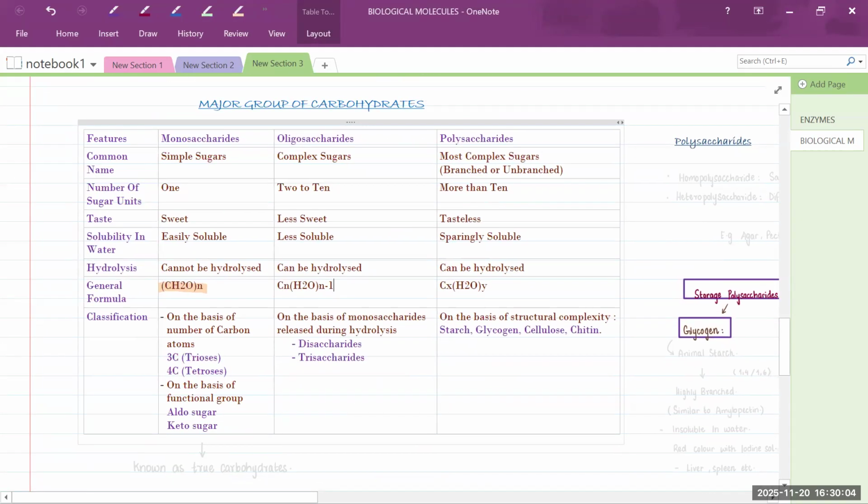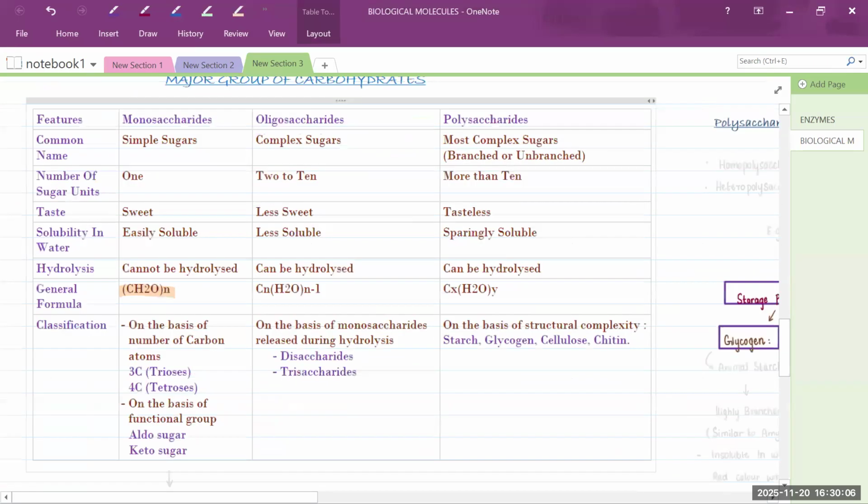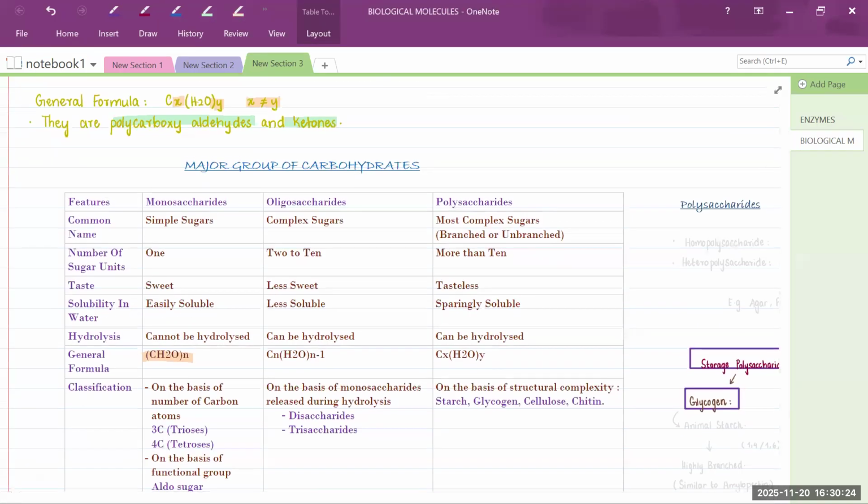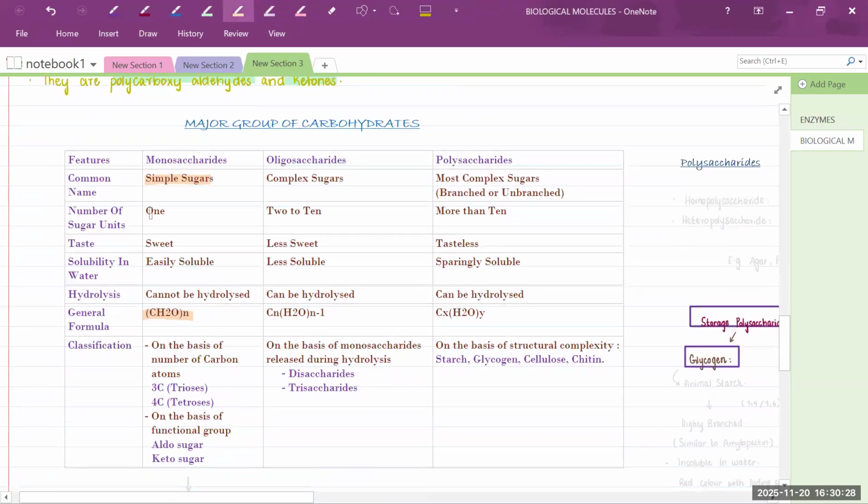Now, moving on to this table we have here, we have the features: the common name, the number of sugar units, taste, solubility in water, hydrolysis, general formula, and classification of monosaccharides, oligosaccharides, and polysaccharides. What are monosaccharides? They are simple sugars, and the number of sugar units is just one. They are the sweetest among all these carbohydrates and are easily soluble in water.